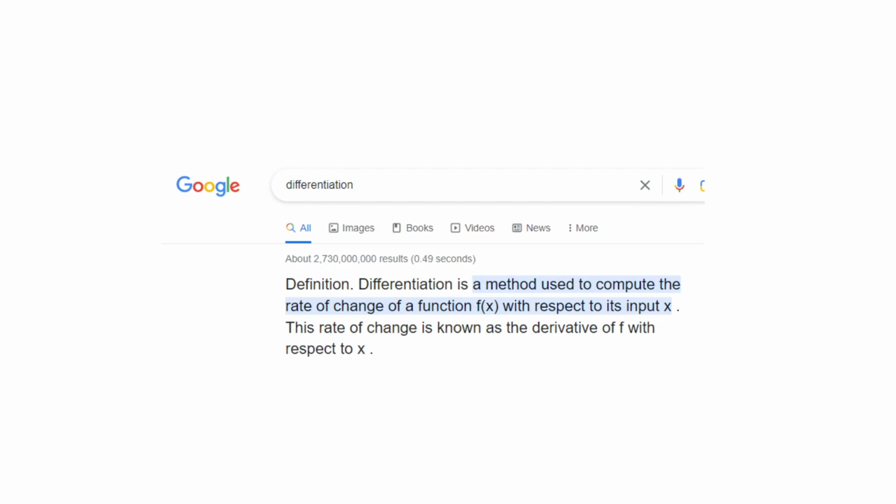As we can see in this definition, differentiation tells us the rate of change of some function with respect to an input of that function. In other words, how much the value of the function will change if we change the input by a small amount. And that's all we really need to know for the purposes of this video. So, how does this relate to theta?